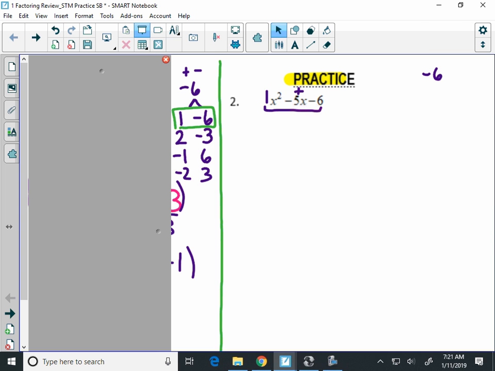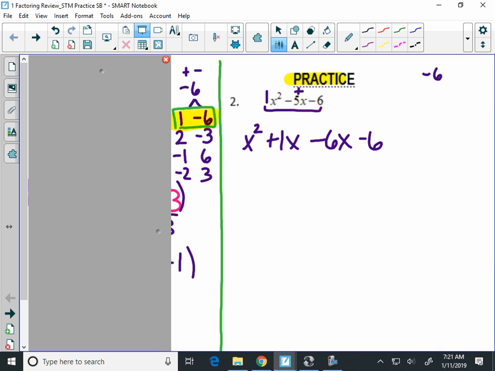Oh, and it looks like we're probably going to use the same numbers. We're going to use 1 and -6. 1 minus 6 is -5. So let's write this out. X squared and the -6 come down. Then you bring over the plus 1x minus 6x.